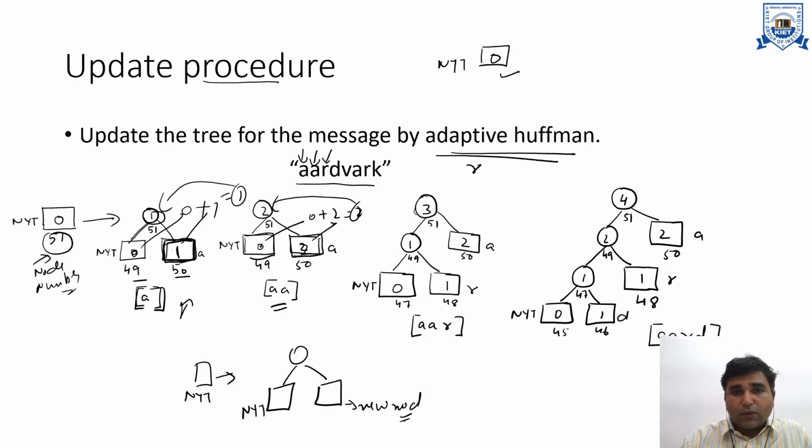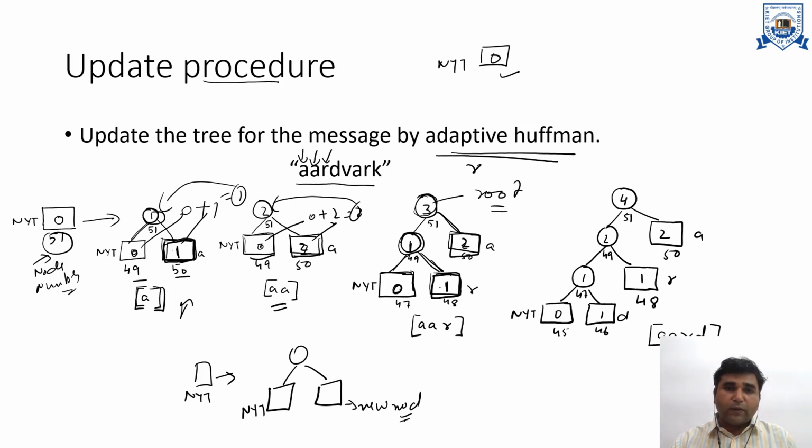Again this is the root node. On the right hand side we already have the letter A, and this is the NYT node. Then NYT creates a new node and connects on the left part, and this R will be connected on the right hand side. The internal node weight is 0 and R is encountered first time, so the weight will be 1. So 0 plus 1 equals 1, and again 1 plus 2 is 3. So the weight of the root is 3.